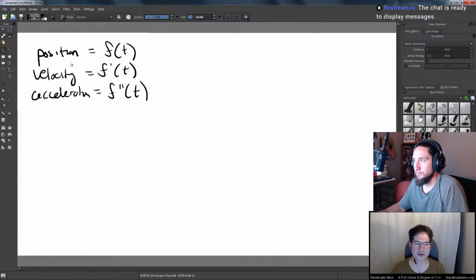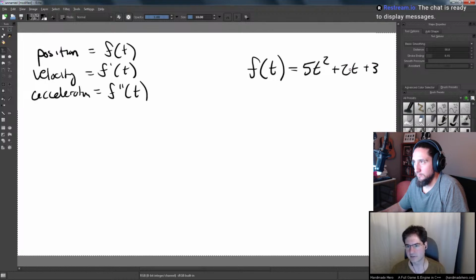So if I have some function of position, let's say we just had some function of position. So we have our f of t. That means we're going to plug in t, and we want to get a position out. Whatever it is, I could say that it was something like 5t squared plus 2t plus 3.